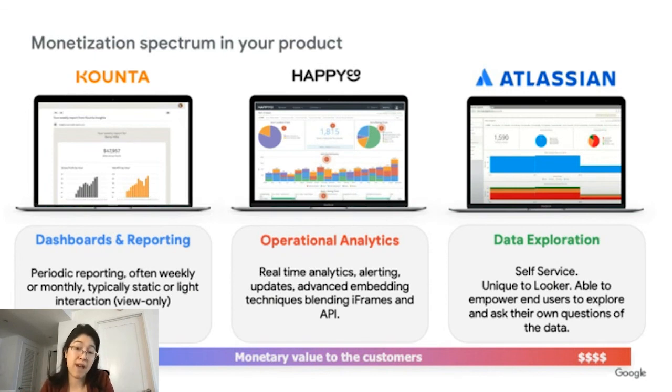So that's going to be valuable to your customers, but maybe not exponentially more valuable than the next product that they're viewing. But then we can move along this spectrum, and then you can get into something like operational analytics. So real-time analytics, alerting, updates, advanced embedding techniques, advanced product features. And this is when you're really creating an opportunity for data to be embedded into the day-to-day workflow of your customers, right? Now, if you're operationalizing those analytics, it's becoming essential for those users in their day-to-day jobs.